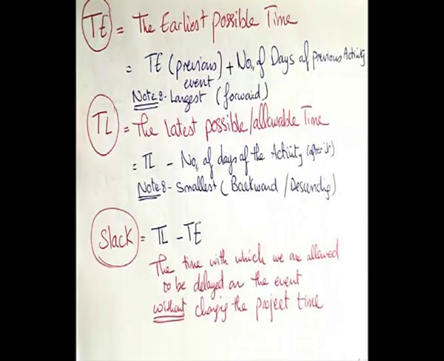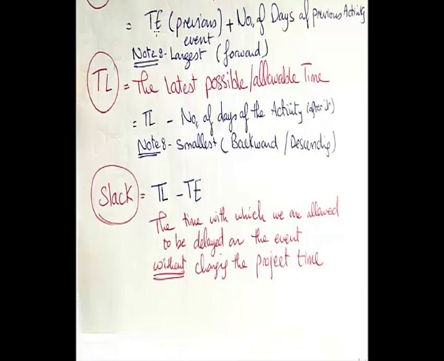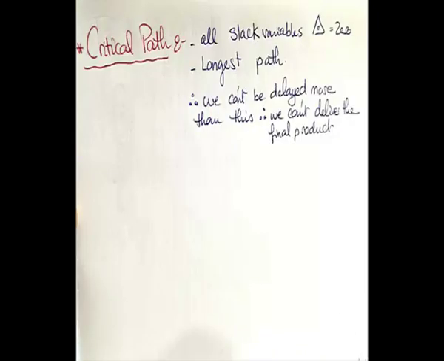And the slack is the time by which we are allowed to delay the event without changing the project time. It is like a space of time between the start and the end. It stands for TL minus TE. And the critical path is made up of all the events where you can find the slack equals 0, and it is the longest path. Thus, we cannot be delayed more than this. We can deliver the final product after the time of the critical path that we can calculate.